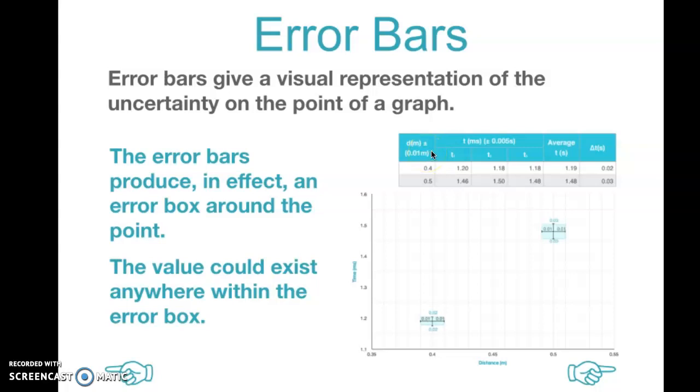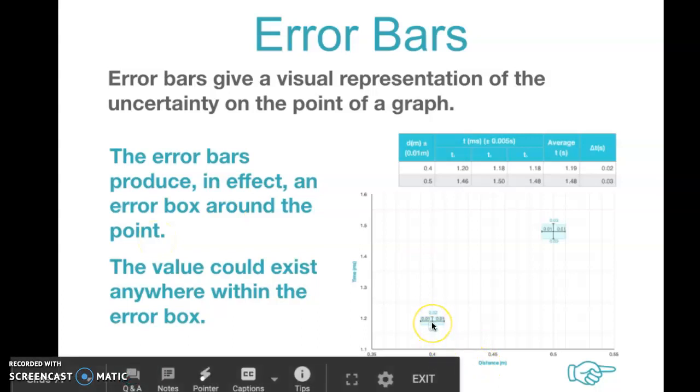Here we have some data for distance, with an uncertainty of 0.01 meters, and we have some readings for time. We have 3 values of time for each distance, an average, and then an average uncertainty here. So both of these data points give you 2 readings and 2 uncertainties that we'll have to plot in a graph. Error bars produce an error box around the point.